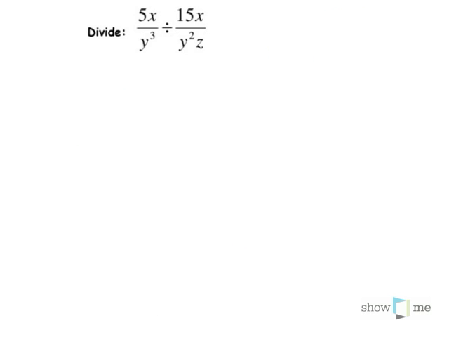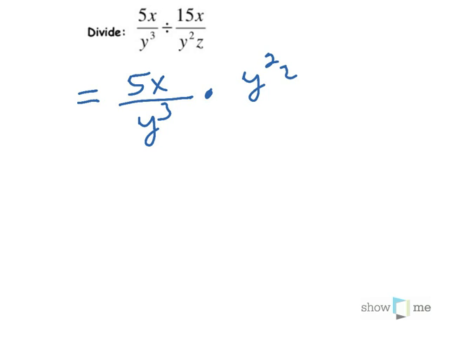When I have variables in my problem, there's no need to worry. Remember, variables are just numbers that we don't know. So we're still going to use skip, flip, multiply. We're going to leave the 5x over y cubed the same. We're going to multiply instead of divide, but we're going to flip the second fraction. So that's going to be y squared z over 15x.